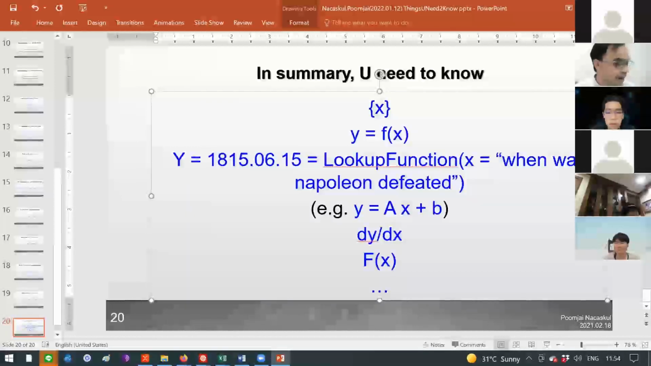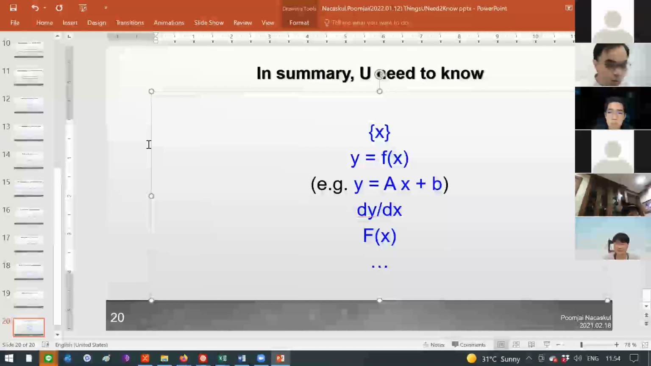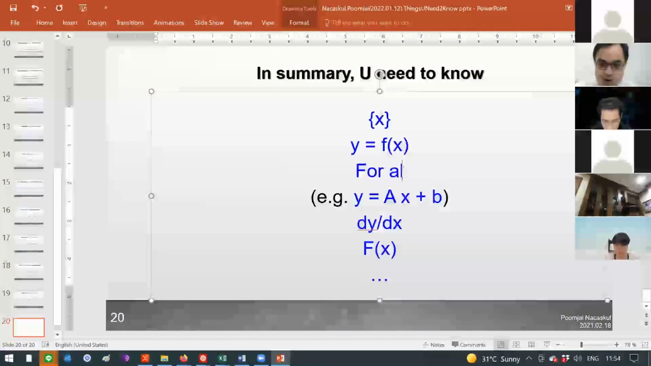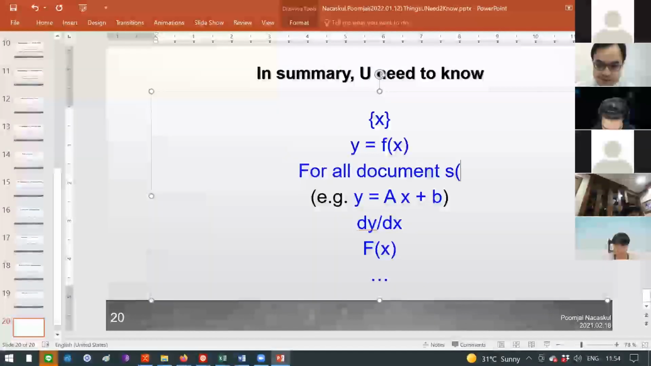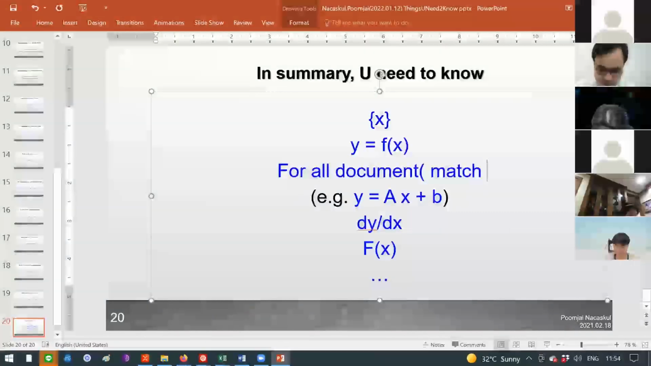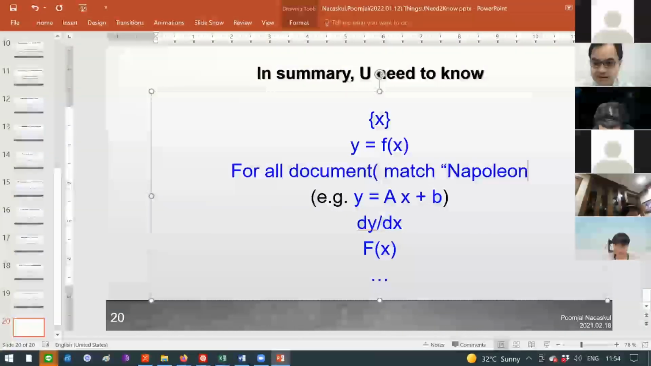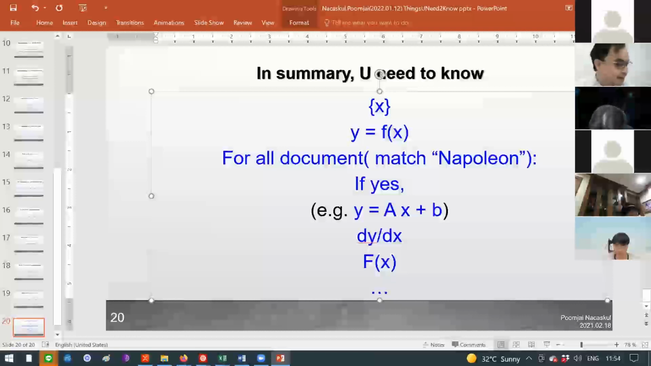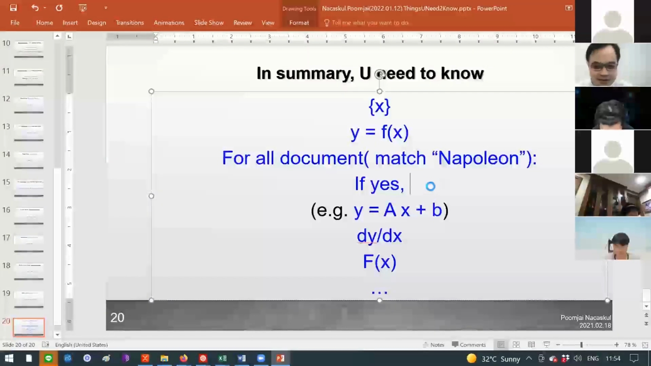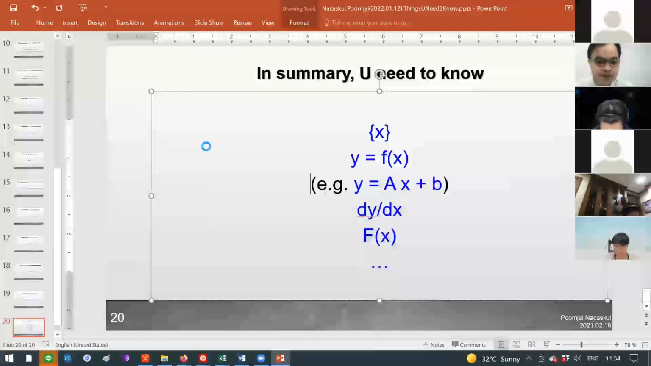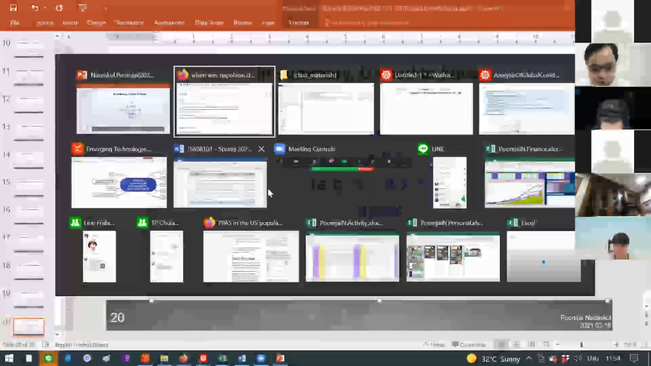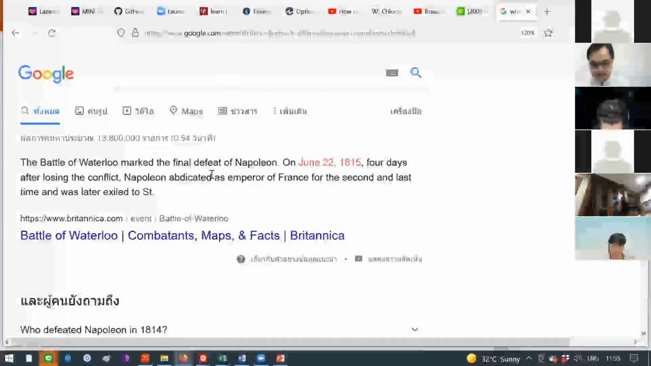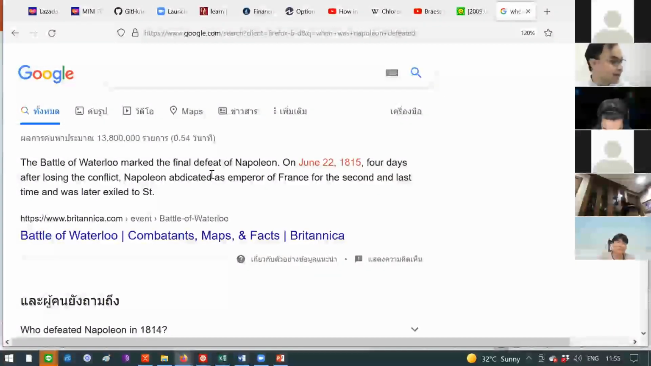Right. So this lookup function will have so many things. It's going to look something like this: for all the documents, match Napoleon. If yes, and that sort of thing. You see what I mean? It's not a simple thing, right? So at the end of the day, the AI, the Google, the chatbot, it doesn't matter.